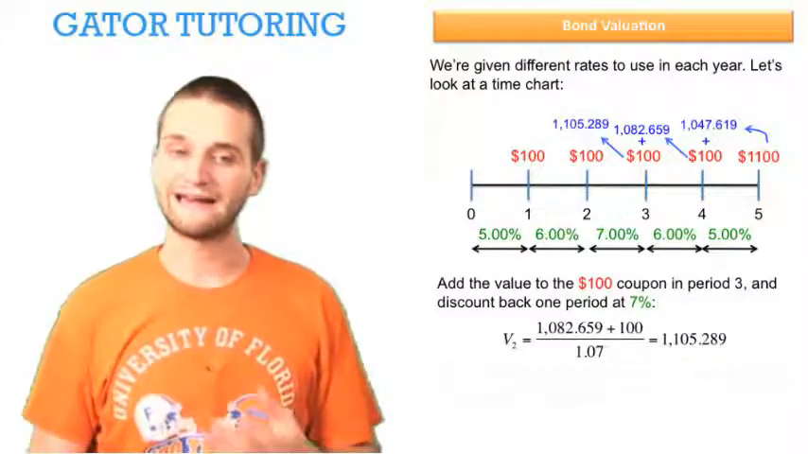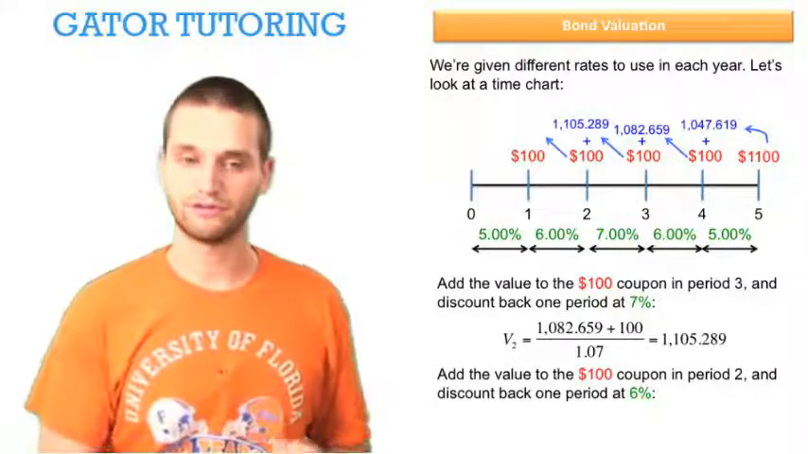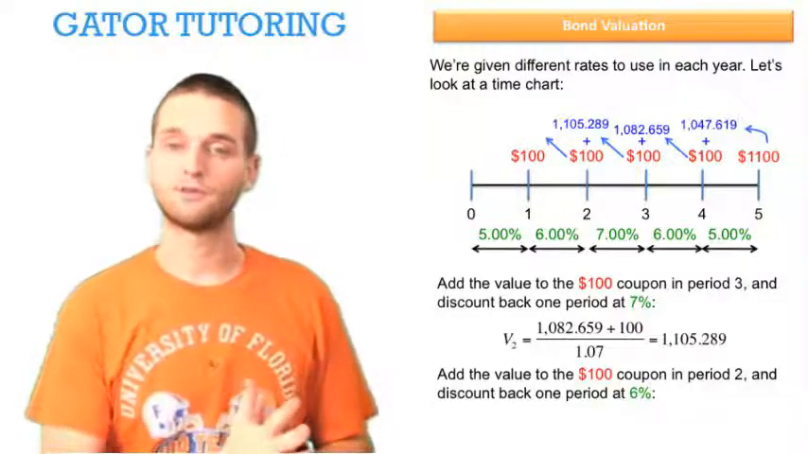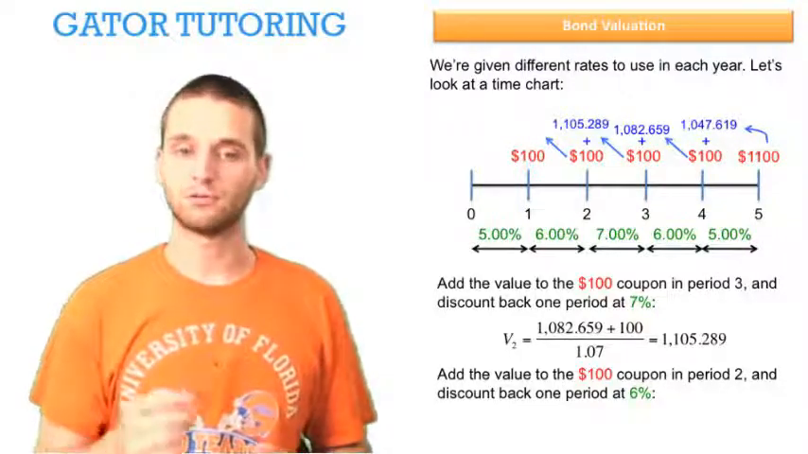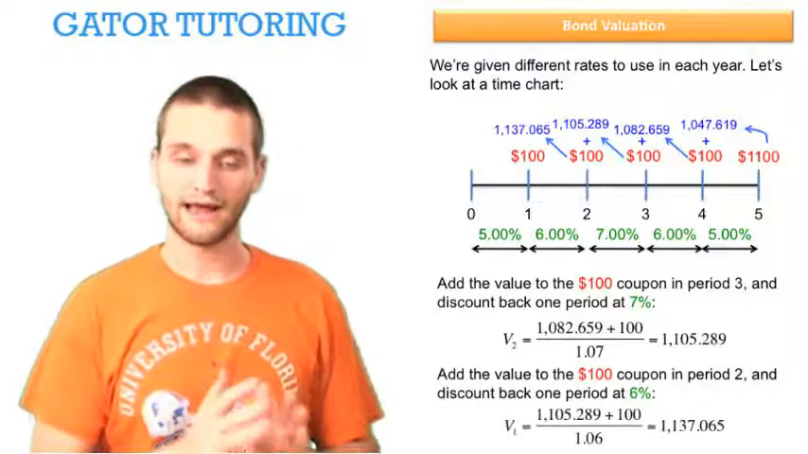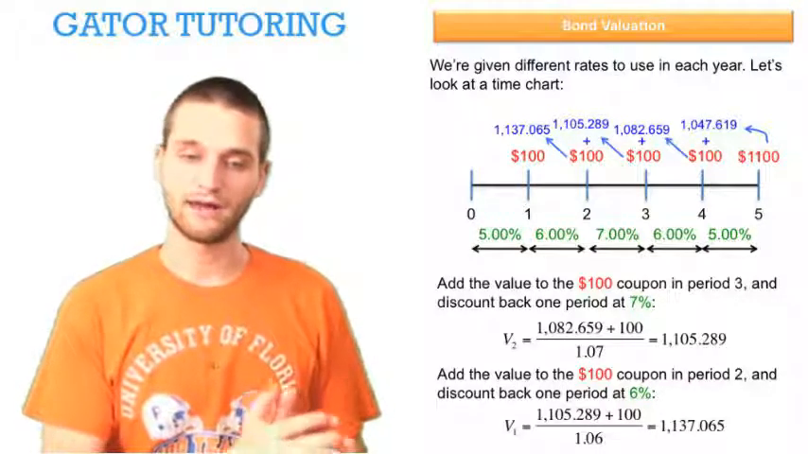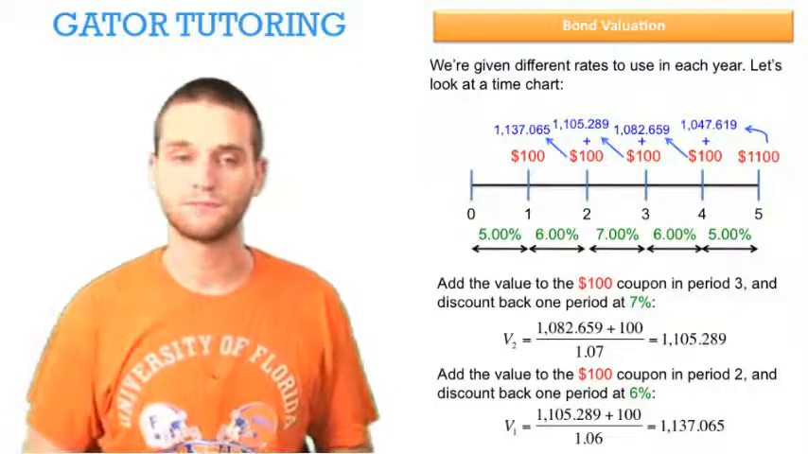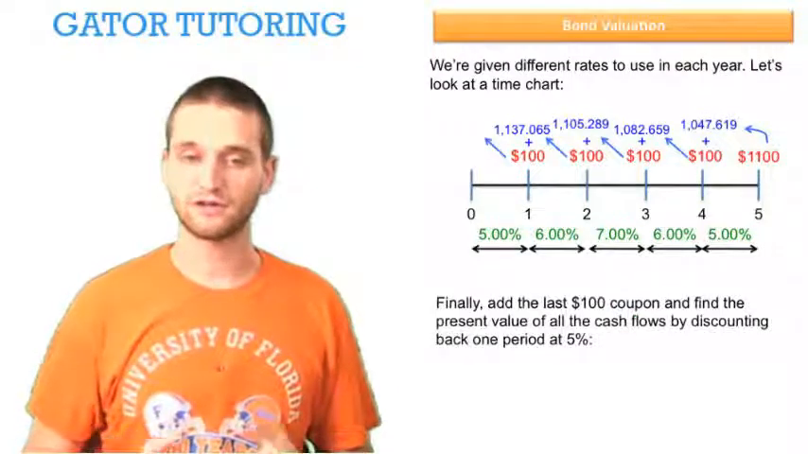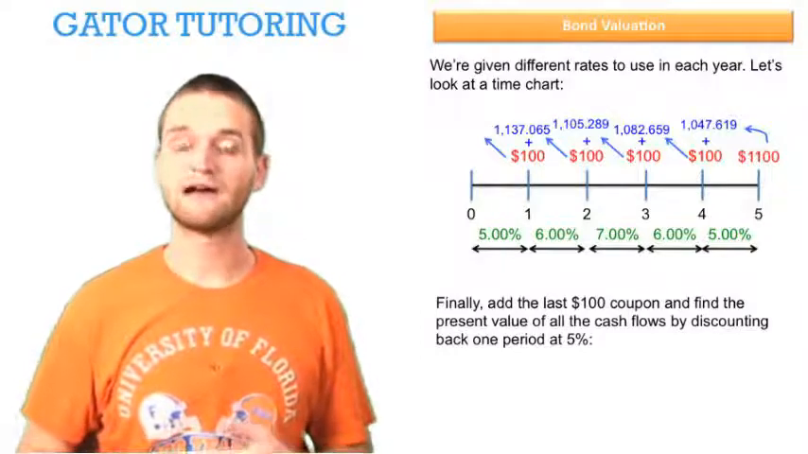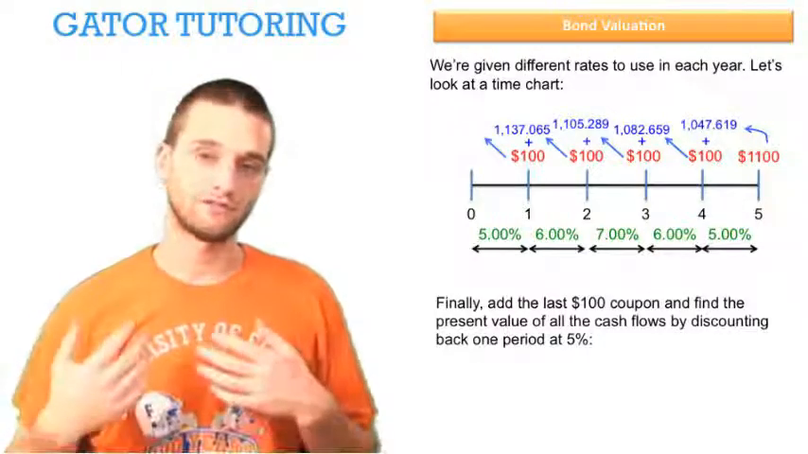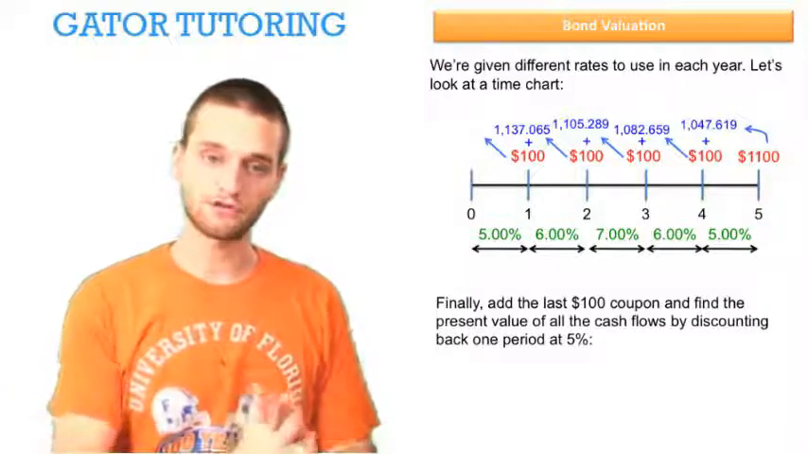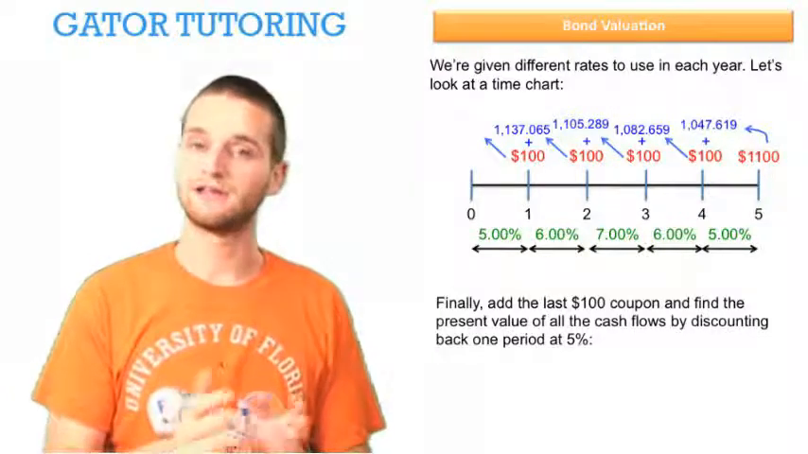$1,105.289. We add it to the $100 cash flow in period 2, discount that back at 6% because 6% is the rate used as a discount rate between periods 1 and 2. And we add those together, discount them back. We get $1,137.065 in year 1. We add that to the first cash flow of $100, and we find the present value of all of them since we've taken each of them and discounted them back at the proper interest rate being charged between each year.